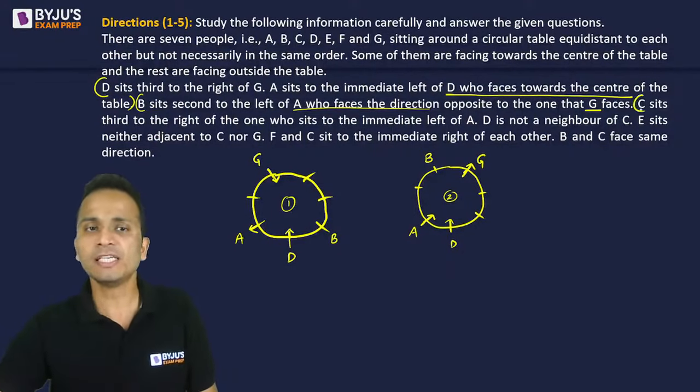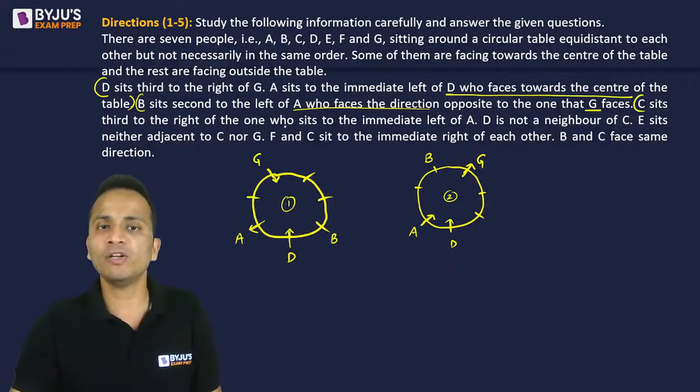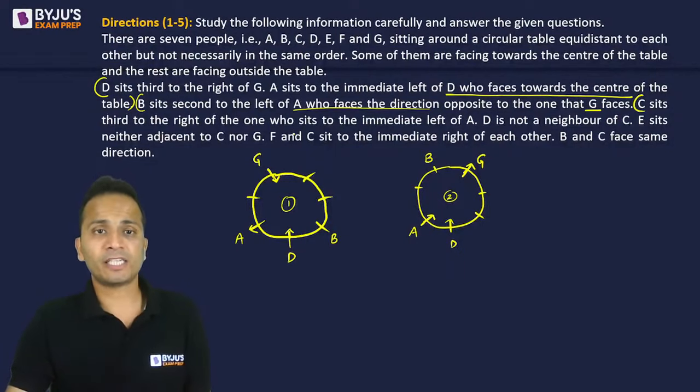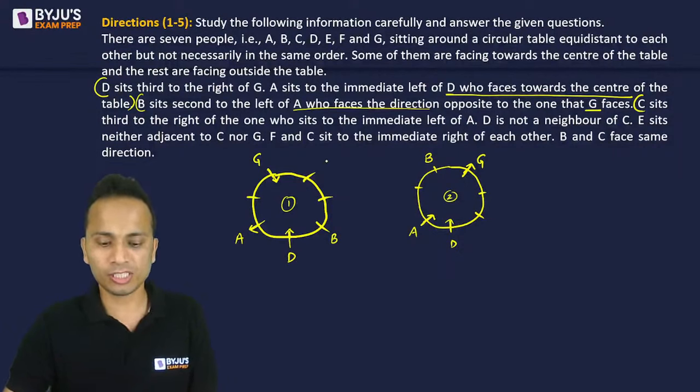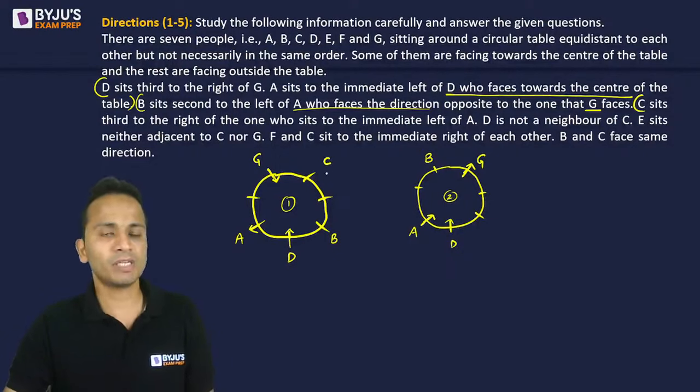Now next condition, C sits third to the right of one who sits immediate left of A. Now let's look at the first case. Immediate left of A will be D. C sits third to the right of this person, 1, 2, 3. So C will come at this place in the first case. Now next case, दूसरा वाला देखते हैं, second number case.